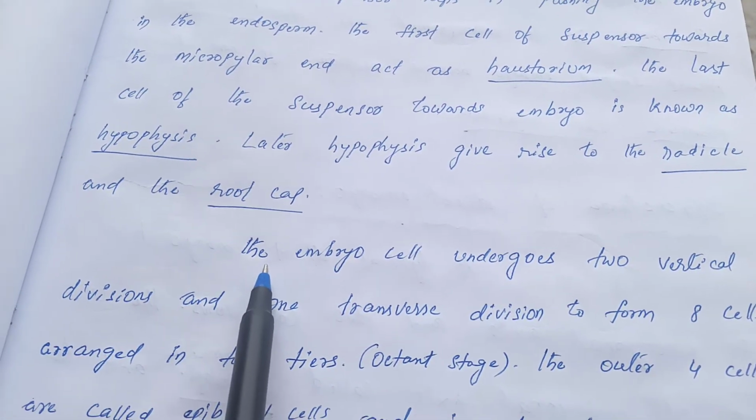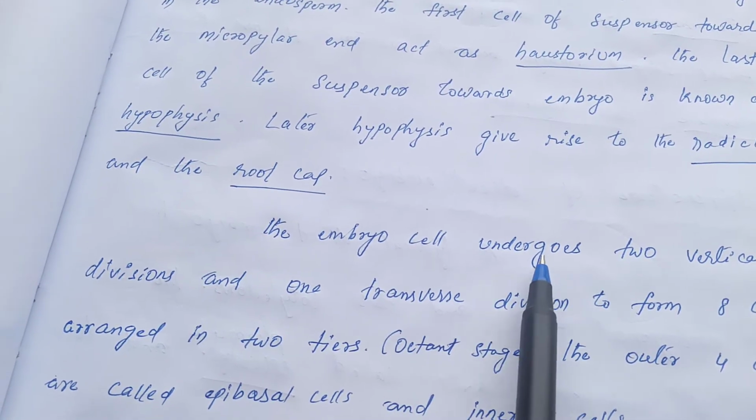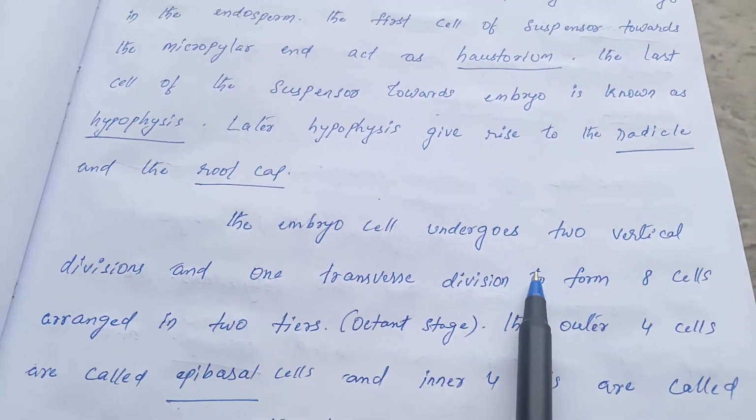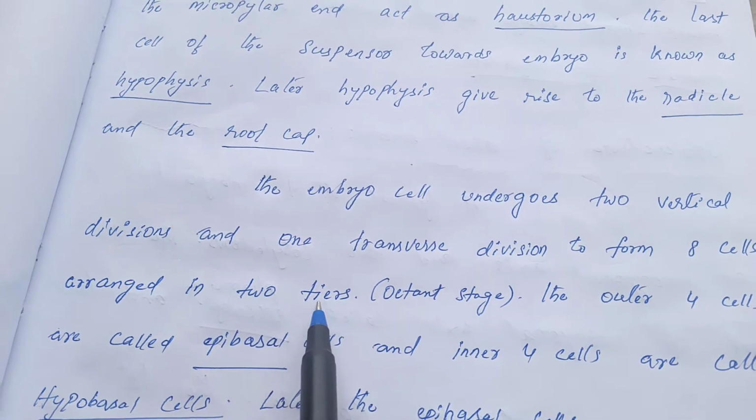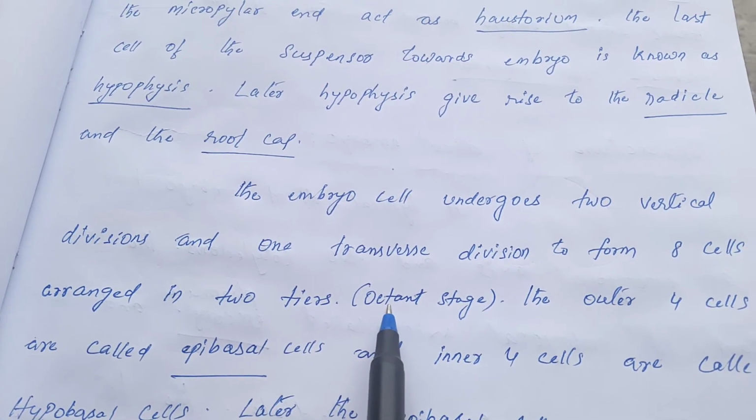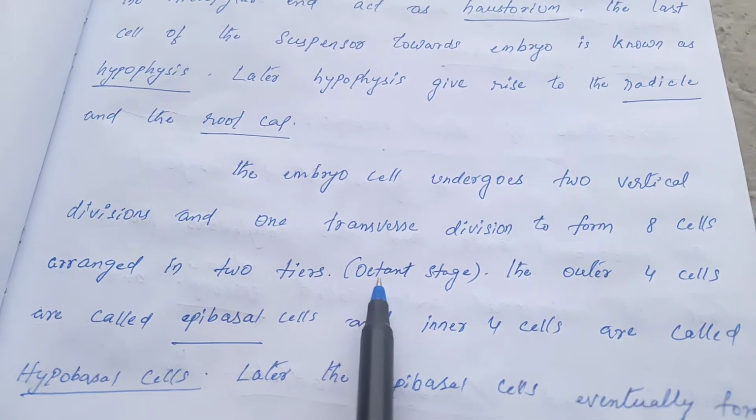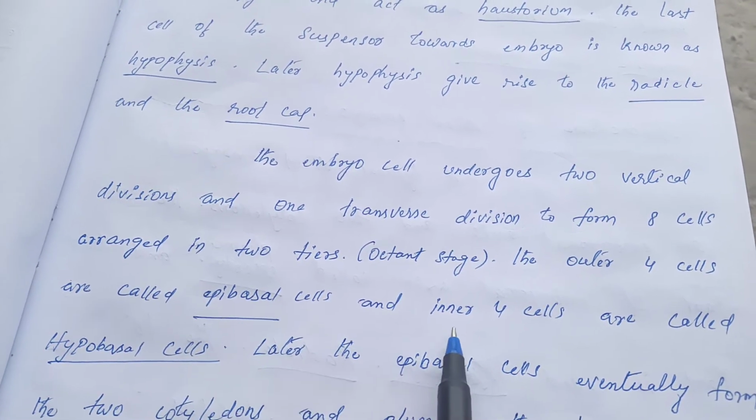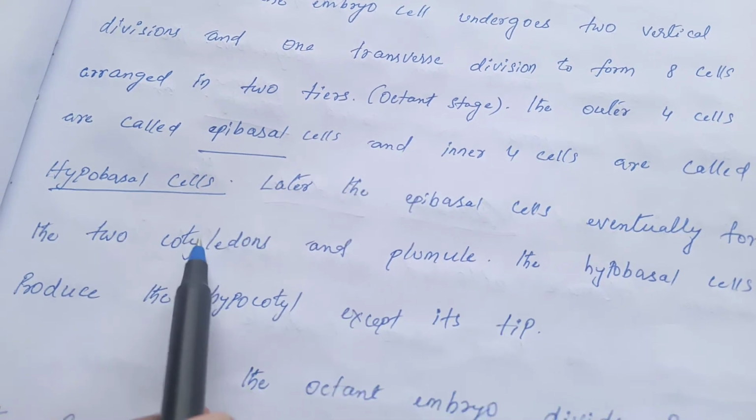Now the embryo cell undergoes two vertical divisions and one transverse division to form 8 cells, and the 8 cells are arranged in 2 tiers. This is called octant stage. It is also called octant embryo. Then the outer 4 cells are called epibasal cells, and the inner 4 cells are called hypobasal cells.